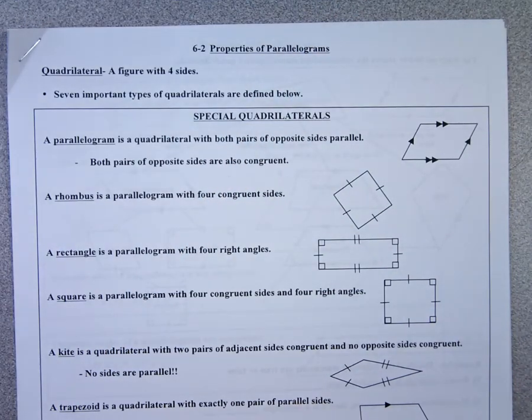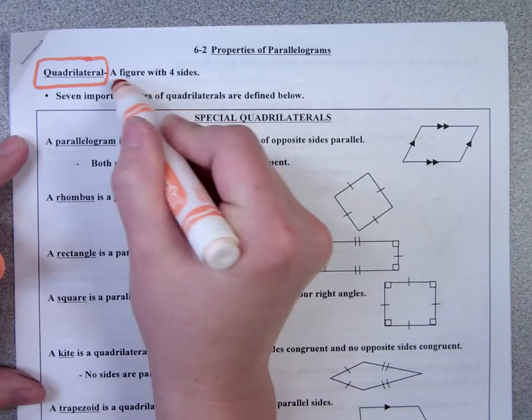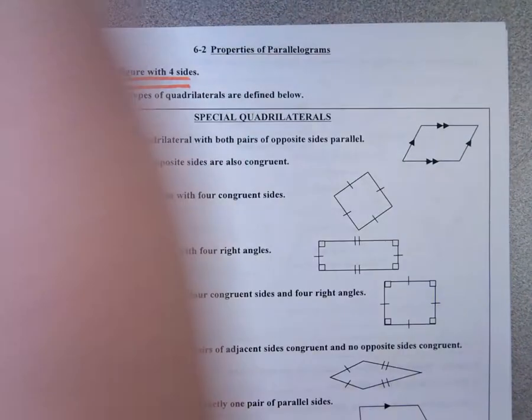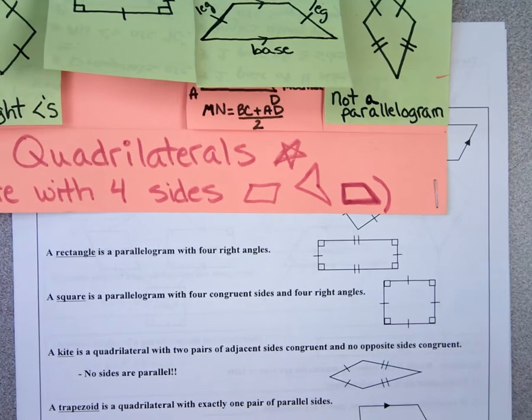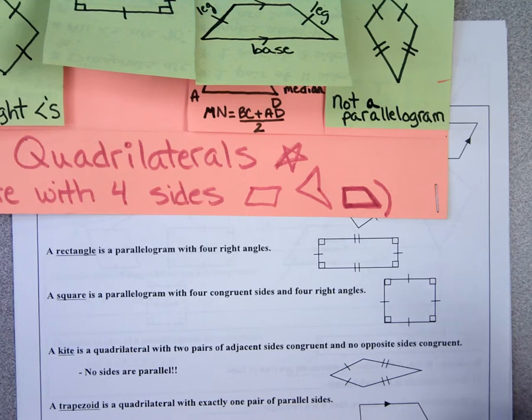Okay, so I just want to go through this. We're into our section of quadrilaterals. A quadrilateral is just a figure with 4 sides. On our little foldable, I just drew these 3 different shapes down here. These are all quadrilaterals. They all have 4 sides.